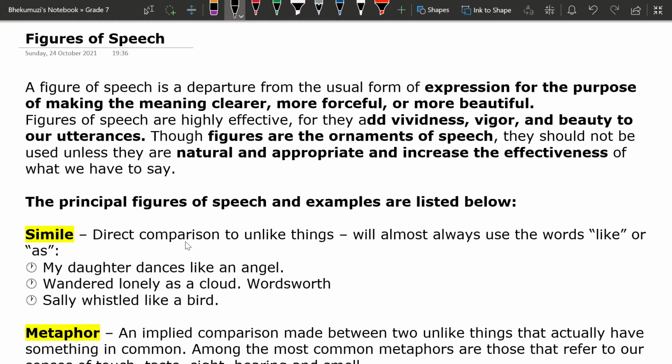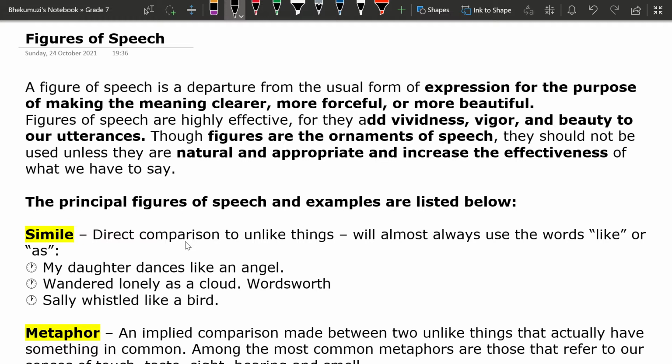So you can even think of figures of speech as ornaments, and you know what an ornament is? It's something that you decorate a house with, right? So it's almost like a decoration of speech. You're making that speech more vivid, giving it more vigor and beauty as well, right? One thing you should be careful about, especially when you use or see a figure of speech, is that it should be used naturally and be appropriate to that particular instance, and it should increase the effectiveness of what is being said.